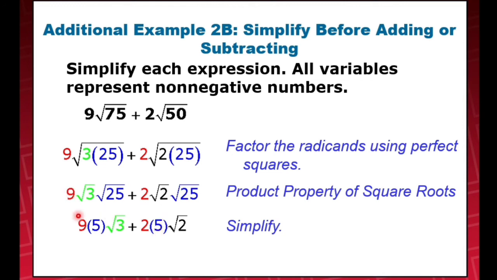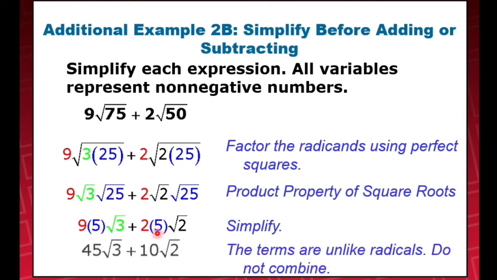Okay, uulitin ko. Just bring down 9. Extract the square root of 25 to be 5. Dito naman, bring down 2. The square root of 25 is 5. And then, yung square root of 3 at saka yung square root of 2, i-bring down lang din natin because we cannot extract them. And then, multiply 9 times 5, that would be 45. And 2 times 5 is 10.